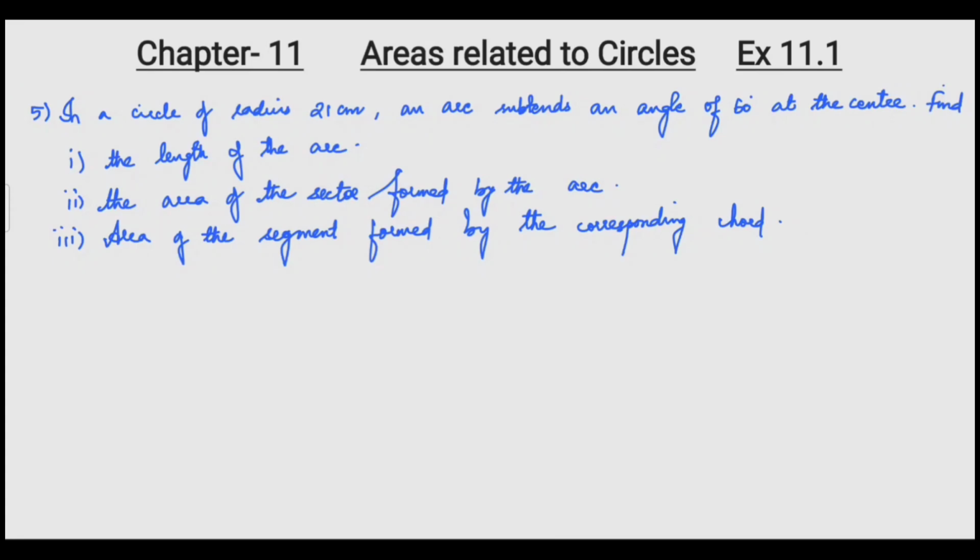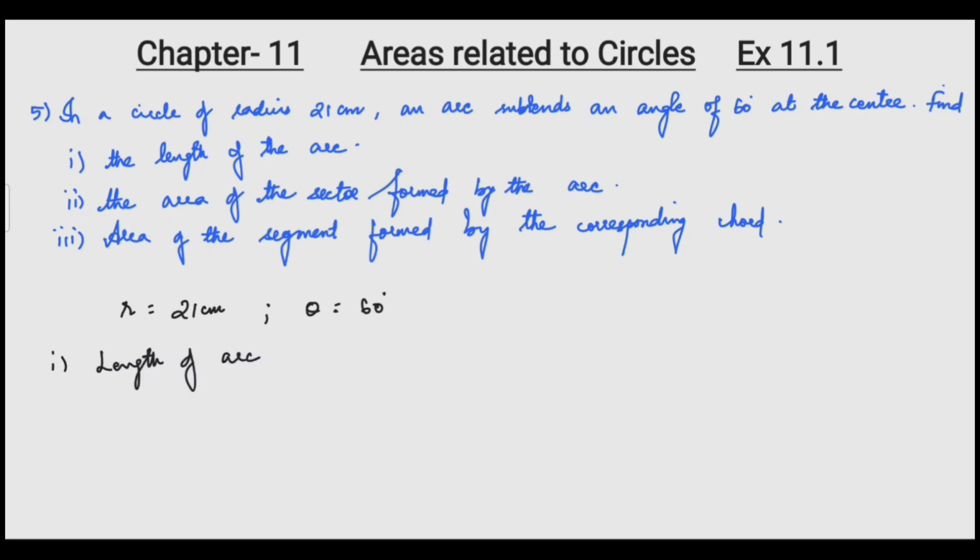Today let us see the fifth question of chapter 11, areas related to circles, exercise 11.1. The question goes: in a circle of radius 21 centimeter, an arc subtends an angle of 60 degrees at the center. Find the length of the arc. Second, the area of the sector formed by the arc, and the third is the area of the segment formed by the corresponding chord. Let us find the length of arc.